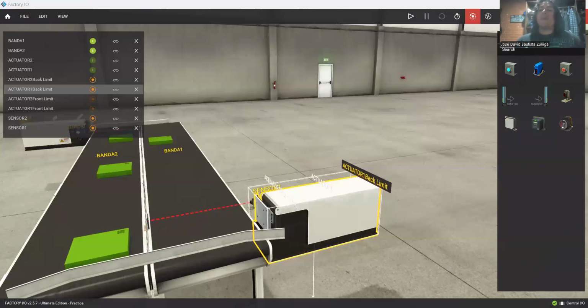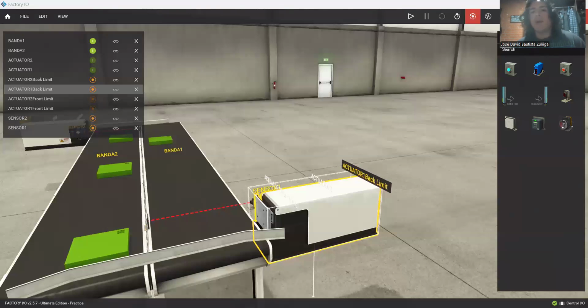And for the other band it's basically the same programmation. Of course, we have the push button, the start button, which makes band number two active with the box in it, and the sensor of band number two is going to again trigger this flank. It's going to activate actuator number two.